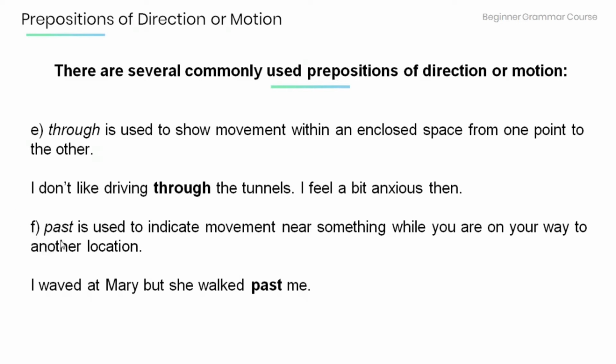F. Past. Past is used to indicate movement near something while you are on your way to another location. Have a look at the example below. I waved at Mary, but she walked past me, meaning that she walked near me while I was on my way to another location.